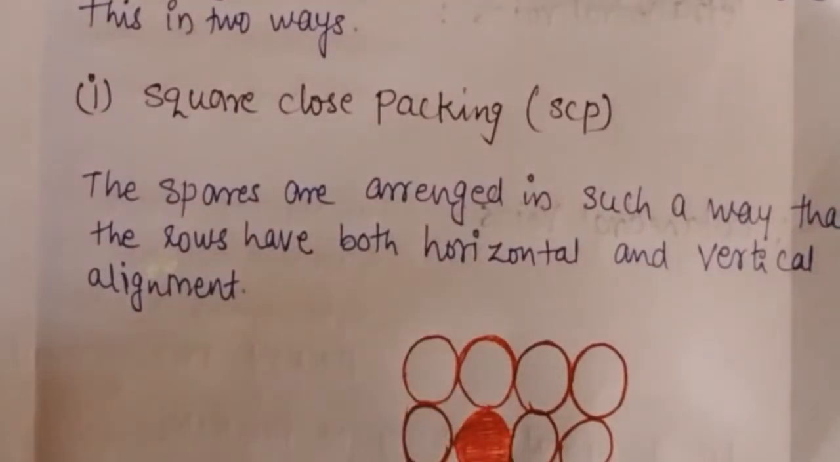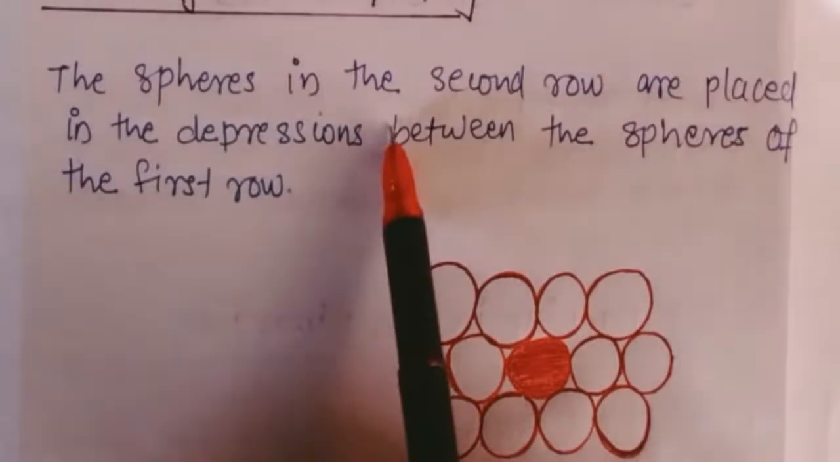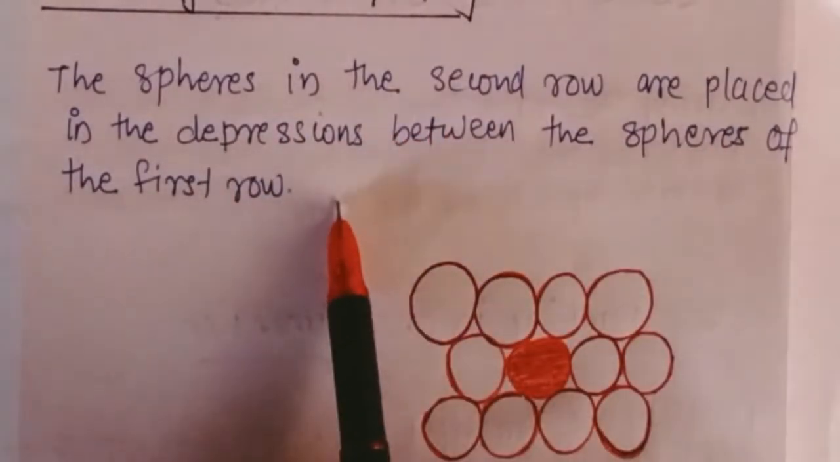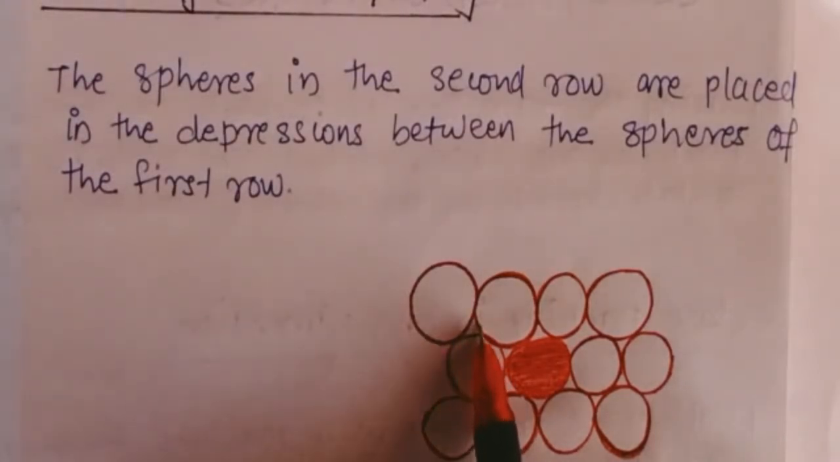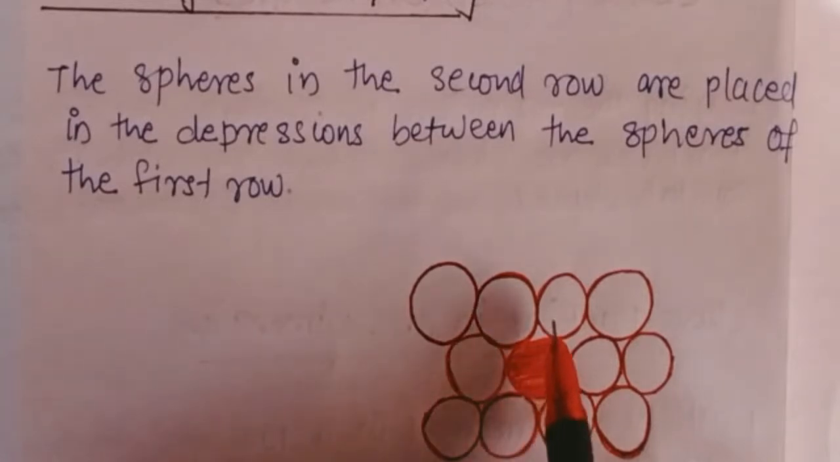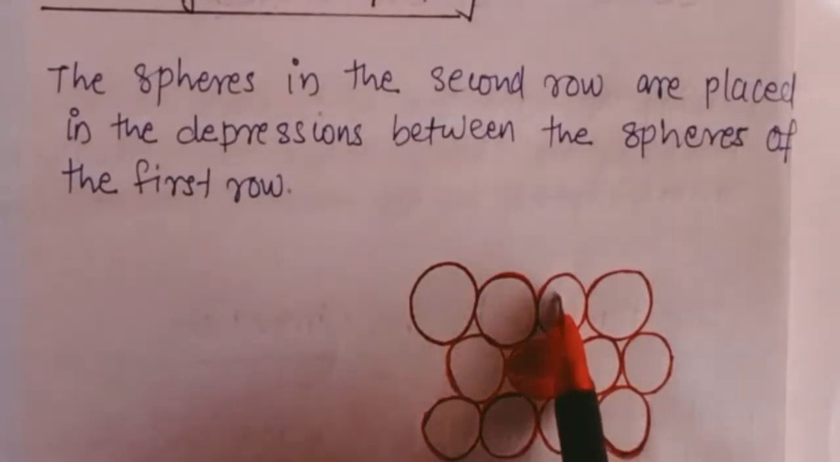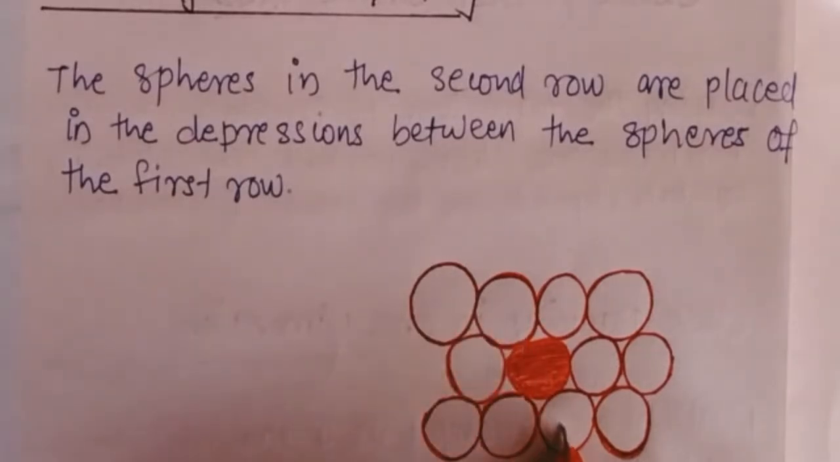The next one is hexagonal close packing. In this case, the spheres in the second row are placed in the depression between the spheres of the first row. So we arrange spheres in the first row, and in the second row we arrange spheres in these depressions, like this. In this case, one sphere is touched by 1, 2, 3, 4, 5, 6 other spheres. So it is like a hexagon, and it is called hexagonal close packing.